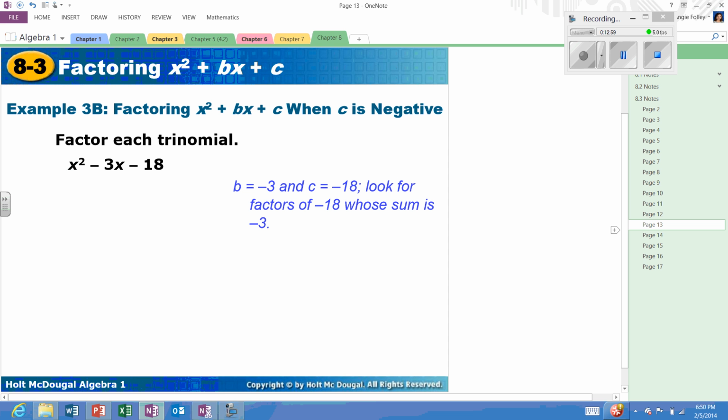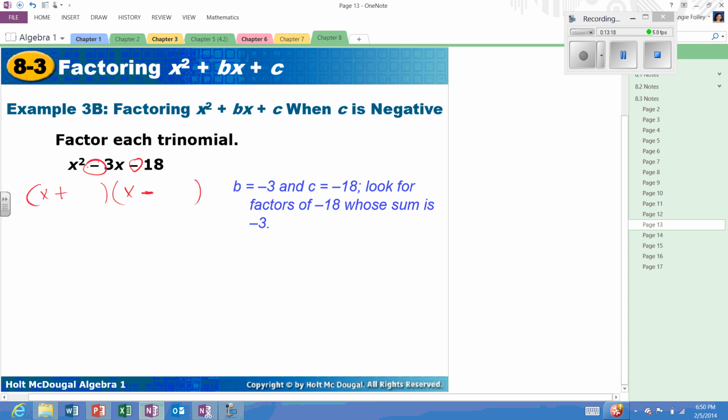Okay, let's try another one. I've got my two binomials. I'm going to start them with x. This is a negative, so I know that I need a positive and a negative. However, I've got more negatives in the middle now, so that's going to affect where the two other numbers go.